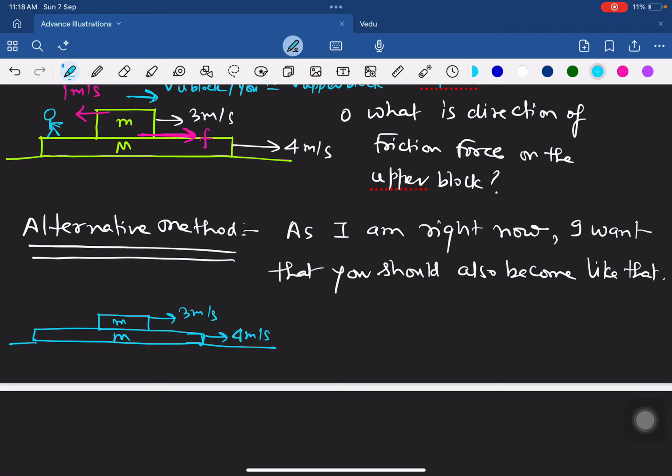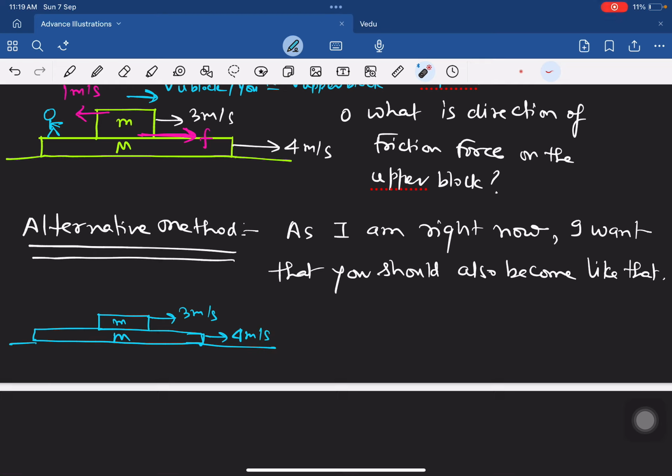So guys, who is going to apply the force? The lower plank is going to apply it. It means I am the lower plank, and I am going to apply the force on you, the upper block. My speed is 4 meters per second, so I will want your speed to also be 4 meters per second.